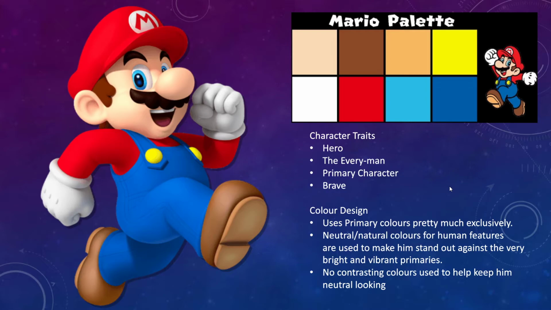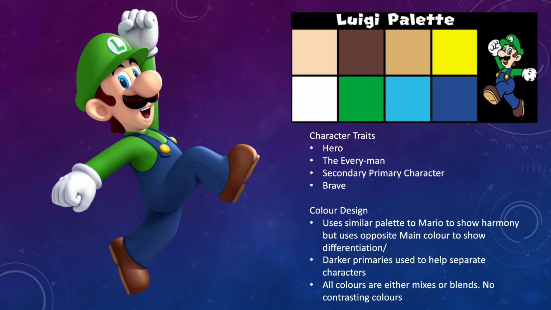Because he's the primary character, we immediately know he's the primary character because he uses a lot of primary colours. We don't actually think that word for word, but our brain will do the working out. He doesn't use any contrasting colours, which helps keep him looking neutral, so he's very open. If you look at him, you can go, he's an open character, I don't have to be afraid of him.